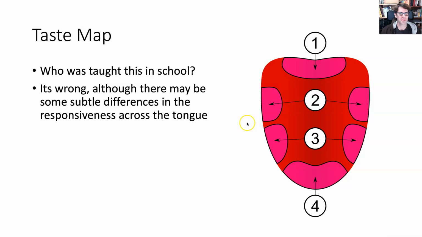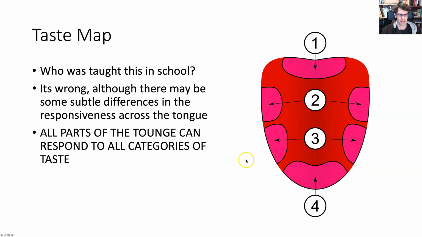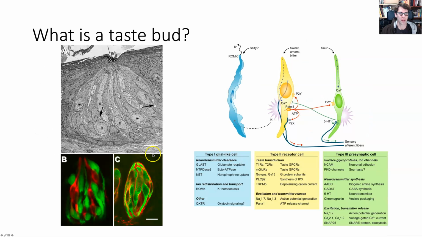I always start off here first saying this, if you learn about this, is wrong, right? So our tongue in taste does taste these different components of taste, but this idea of a taste map where there's certain parts of your tongue that respond to certain taste is not true. All parts of the tongue respond to all parts of taste, right?